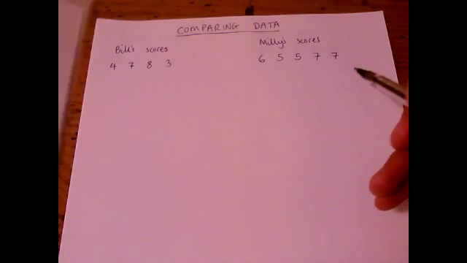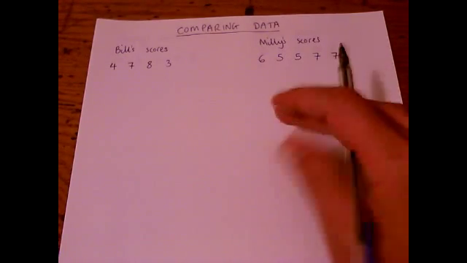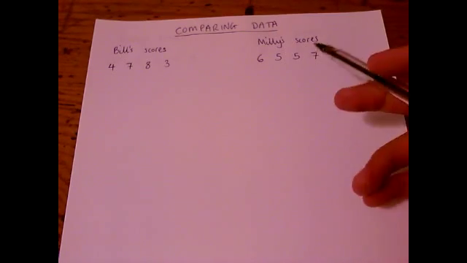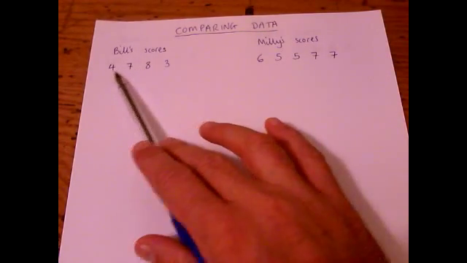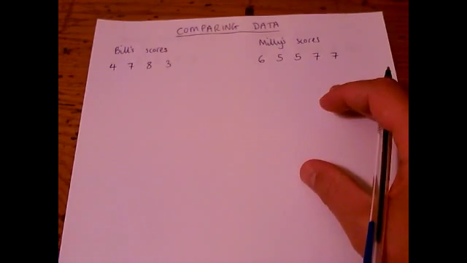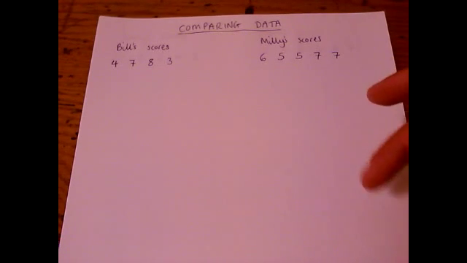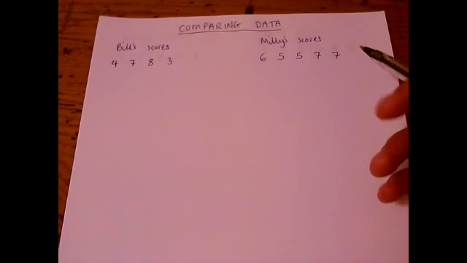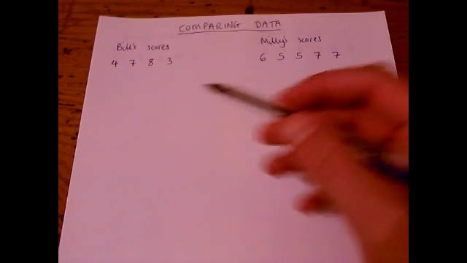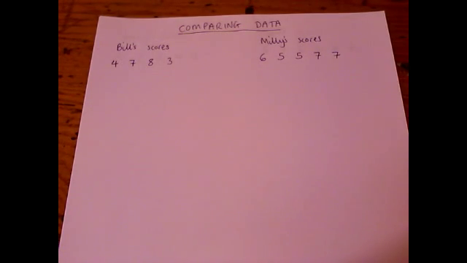So let's have a look at these sets of data. Let's imagine that Bill and Millie have played several rounds of a game. Bill is perhaps less experienced, he's played 4 rounds of the game, and Millie has played 5 rounds of the game. And let's imagine that we want to tell who is the person who has done best, and we want to compare their scores to see who is the better player of the game.